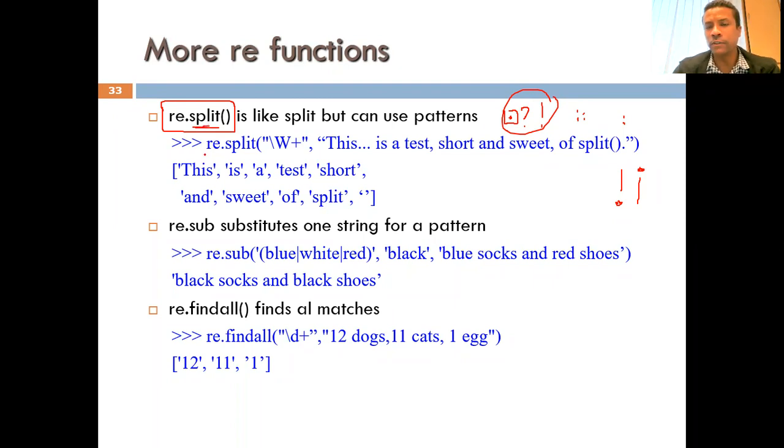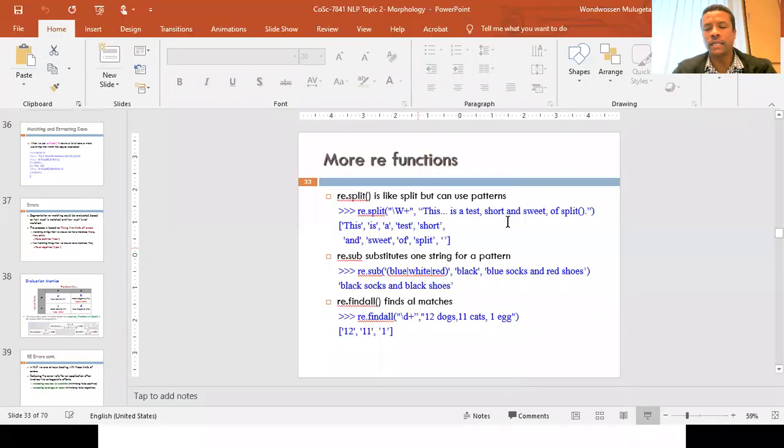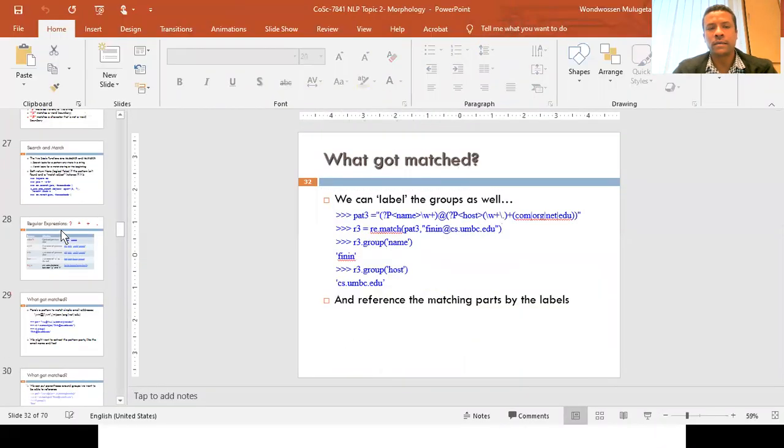So for instance, if you see this example, it says re.split. What is the splitting method that we have used here? Any alphanumeric.